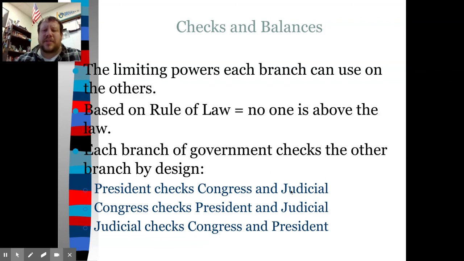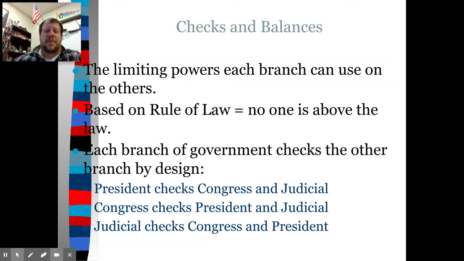Our checks and balances, of course, are always a big thing to look at and talk about. We talk about this in regular government a lot, but how does each branch limit the other branch? It's there to make sure that no one branch becomes too powerful. It's based on this rule of law that nobody is above the law. No president, no representative, no judge. They can be arrested. They can be charged. We've seen impeachments happen, all that kind of stuff because of our process here.